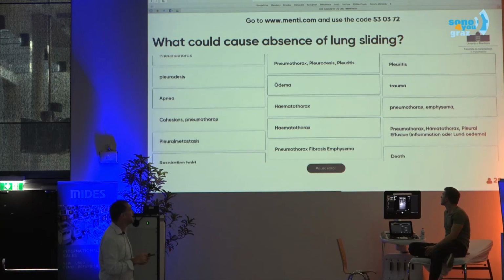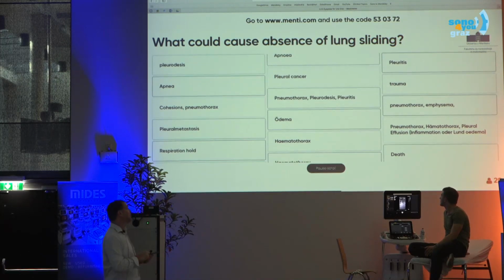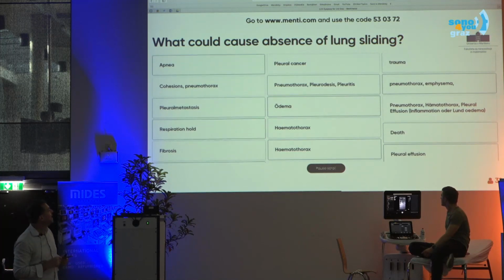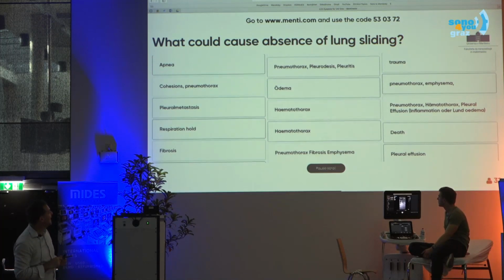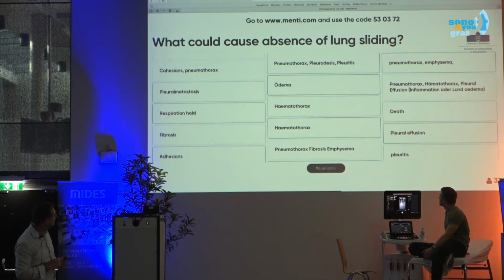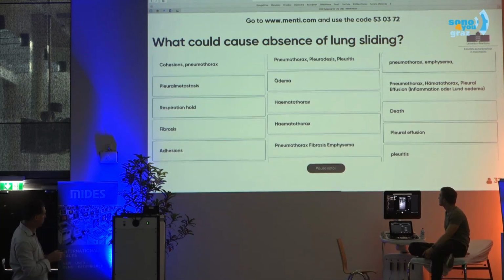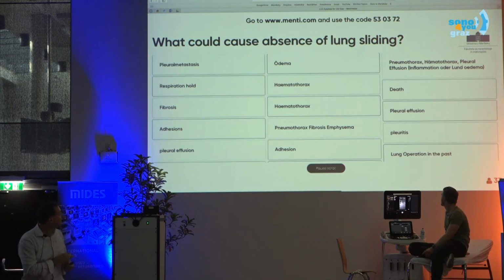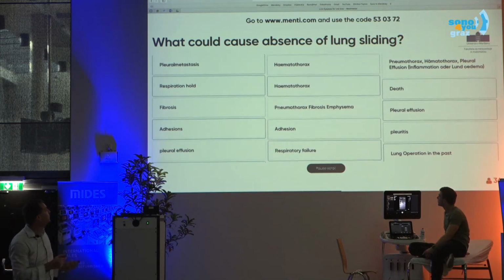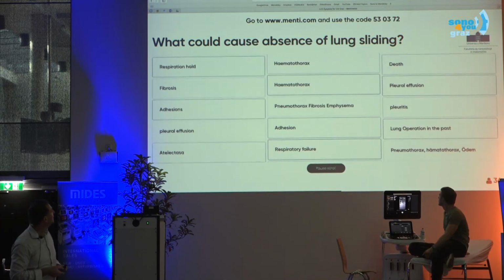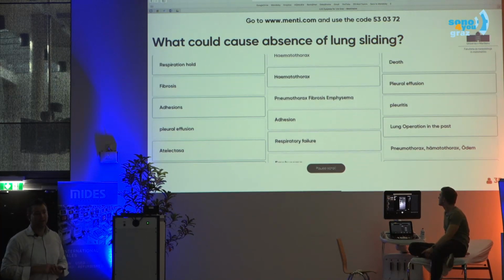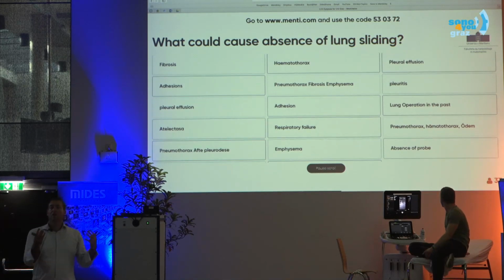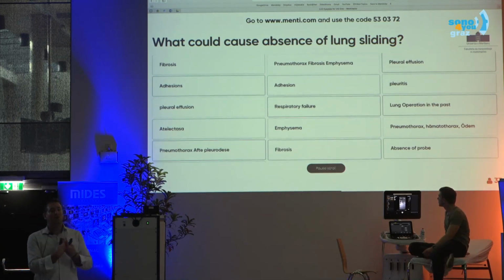Pleuritis, okay. Trauma, okay. Pneumothorax, emphysema, good one. Hemothorax, pleural effusion, edema, very good. Fibrosis, very good. Adhesions, very good. Lung compression, oh, you know everything. Why am I here? Well, exactly. These are all causes for absence of lung sliding.